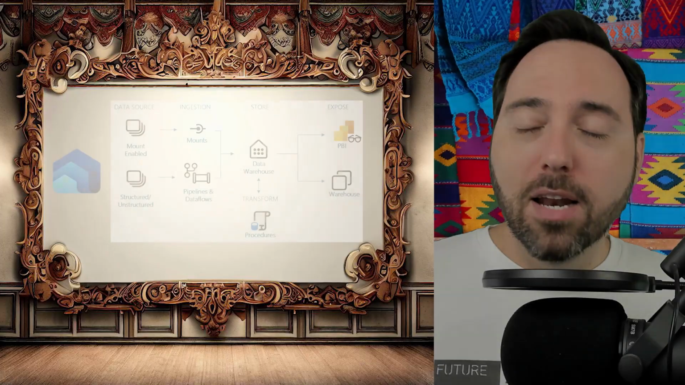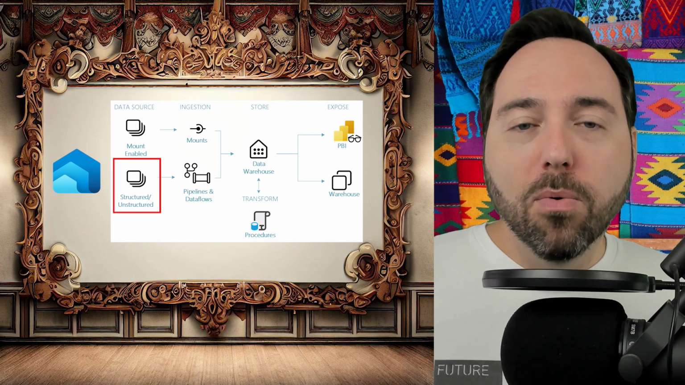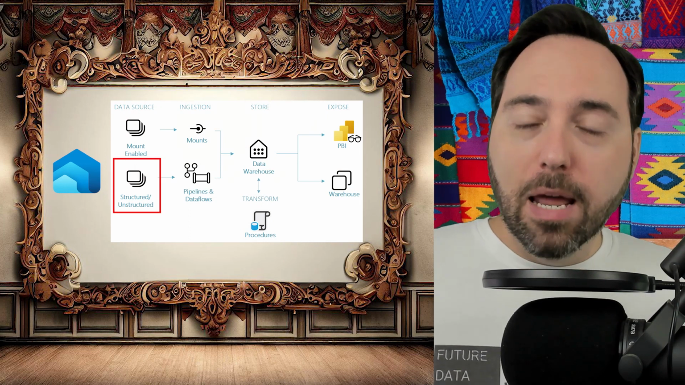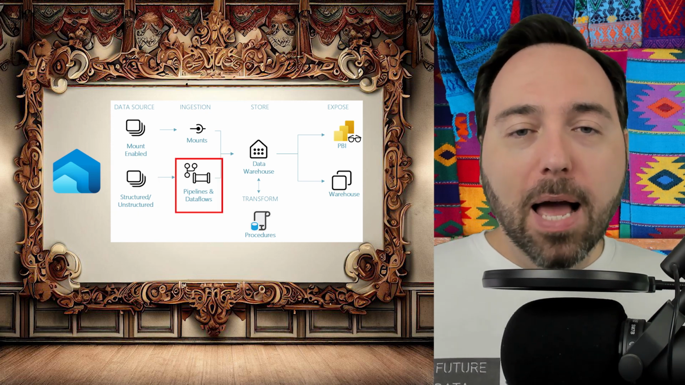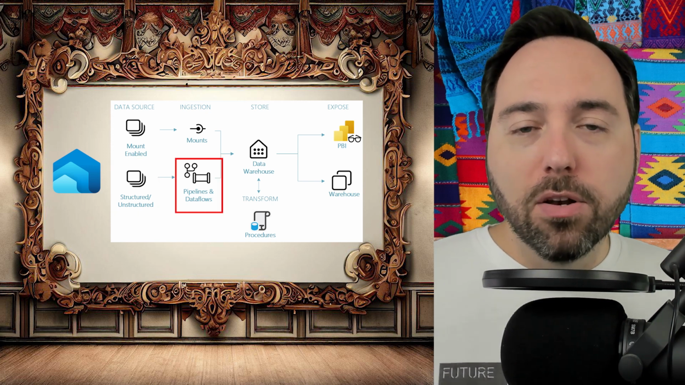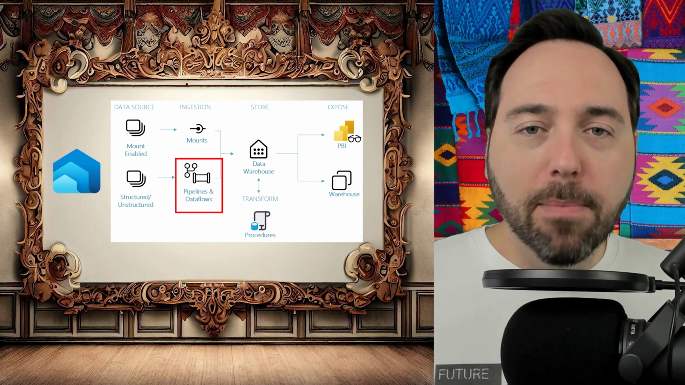Let's take a look at the happy path for one of these lenses, data warehousing. We start with our data sources, which can be structured or unstructured data sets. We run these through Fabric pipelines and data flows, similar to what we can do with Azure Data Factory or Synapse pipelines.